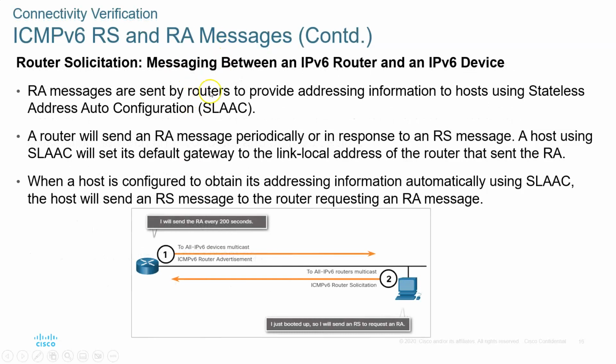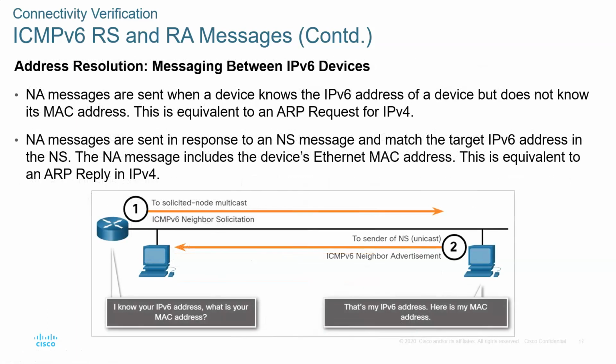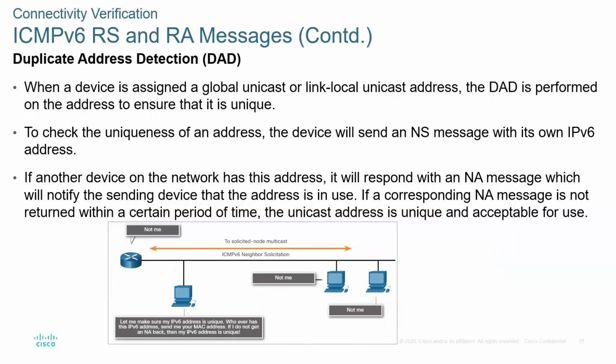So here's the SLAAC version. You send out, so this is what we have discussed, RS messages sent to routers to request the network portion of the IP, and then you get an RA from the router. And that's the RS. Okay.